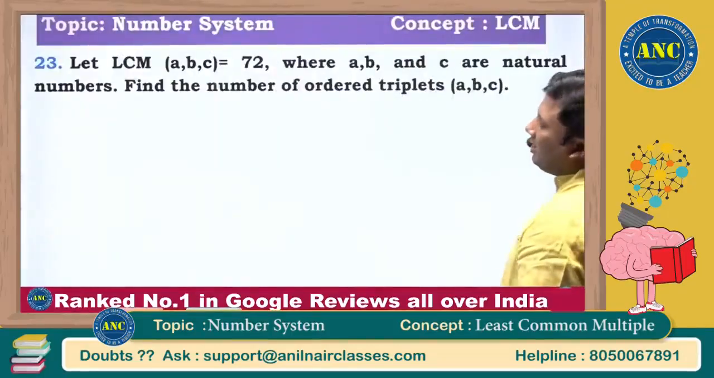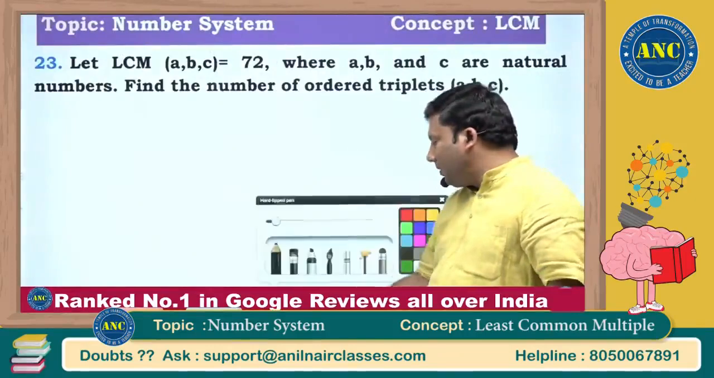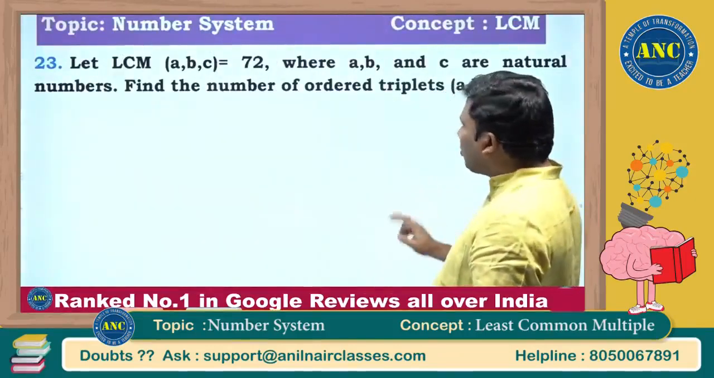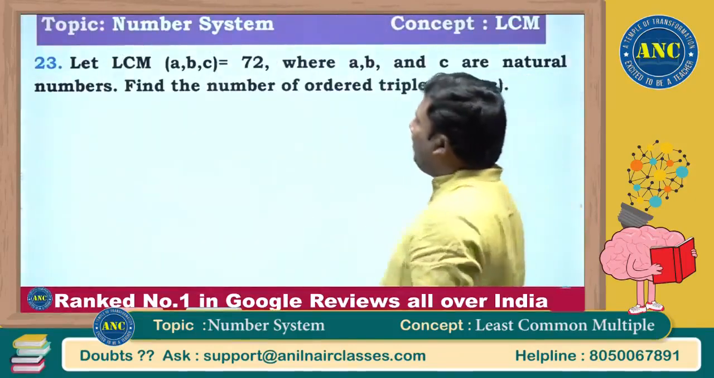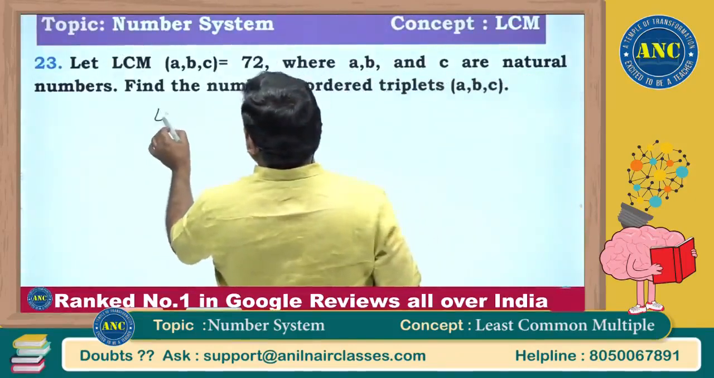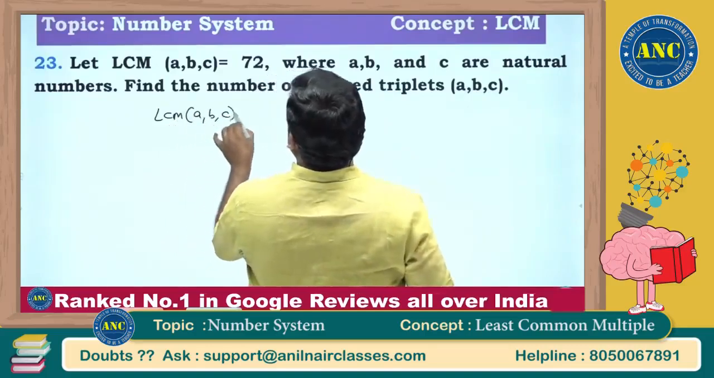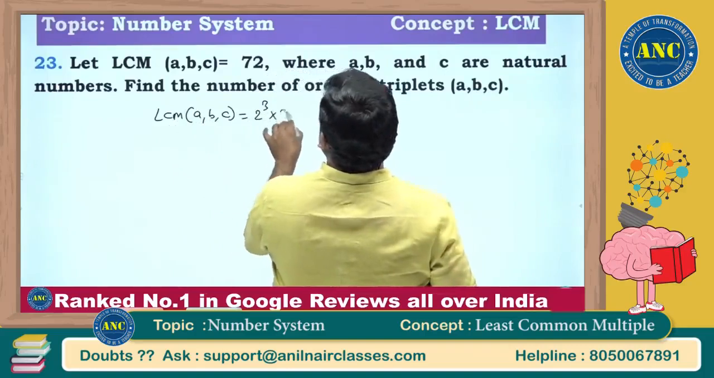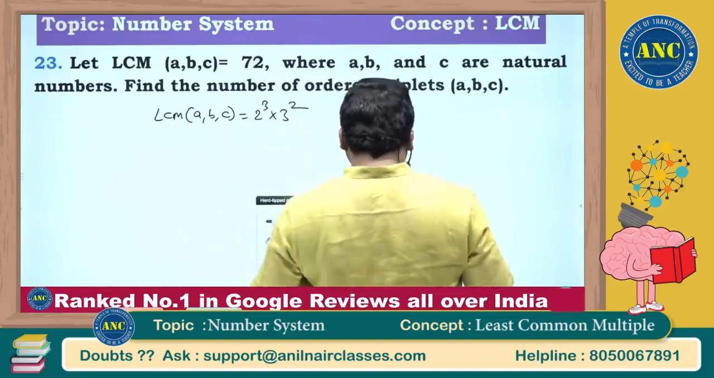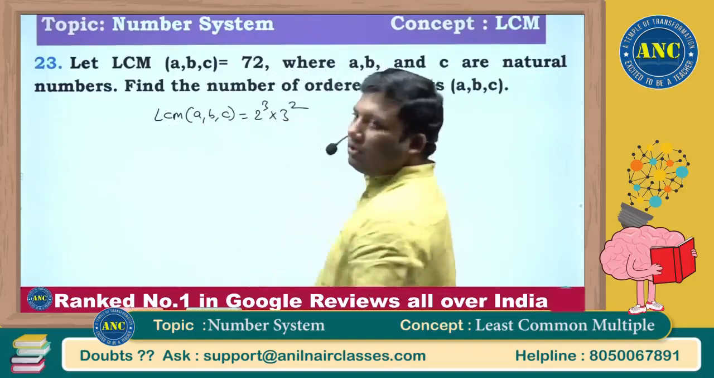Now see here. Solve this question. The question is: the LCM of A, B, C is equivalent to 72. 72 is 8 into 9. 8 can be written as 2 cube, and 9 as 3 square.